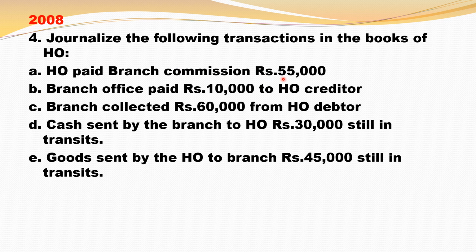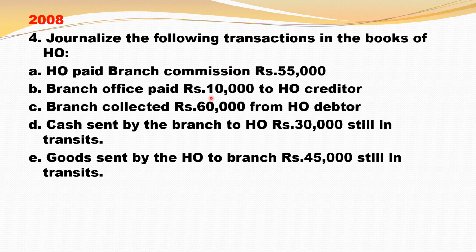So journal entry for this will be commission account debit to bank, because commission is paid, it's an expense, debit all expenses and losses, and cash is going out. So therefore you write to bank. So it's commission account debit to bank.